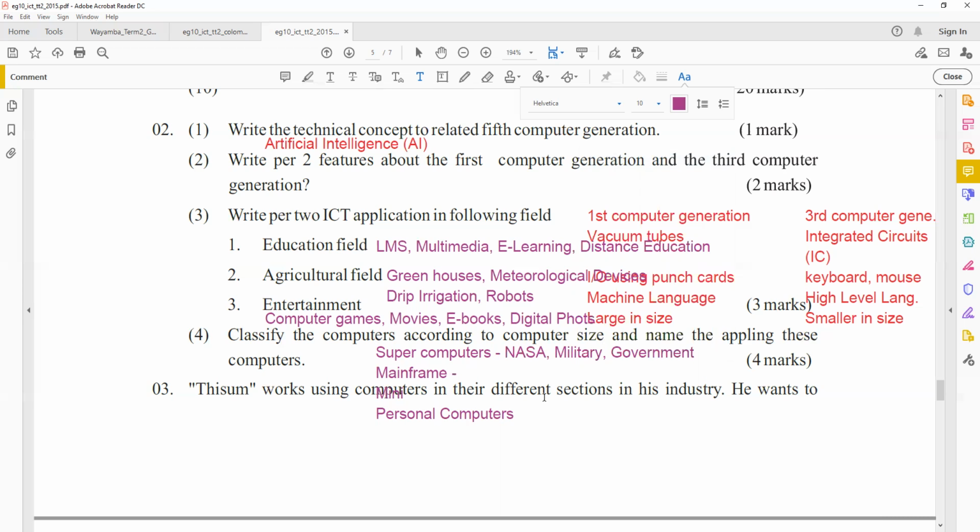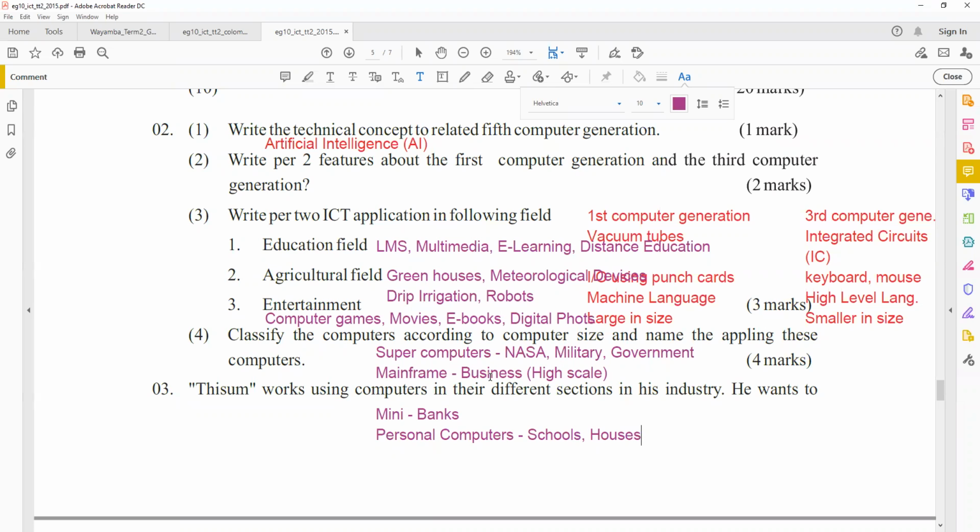Mainframe computers, they are now rarely used, but still they are used in business. Yes, especially high scale. And then mini computers, smaller ones like banks. And we know personal computers are what we use in schools and houses, right? So those are the classification and examples of users. Okay, let's move on to question number 3.